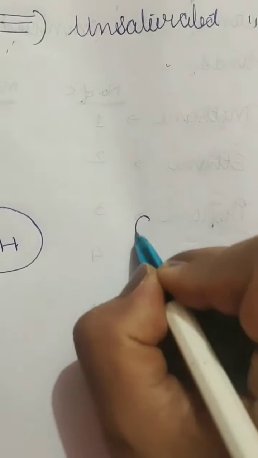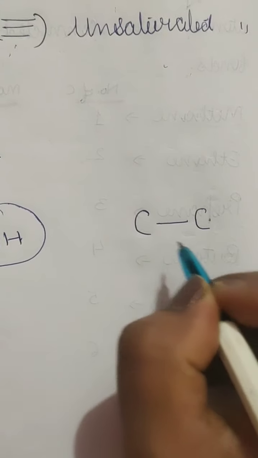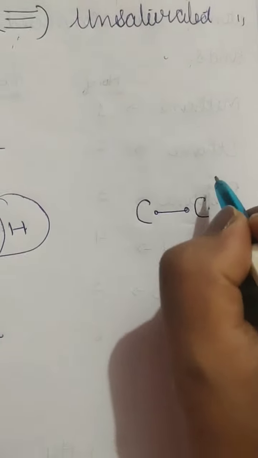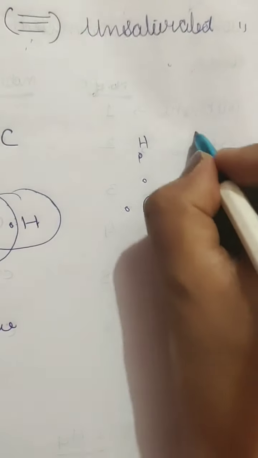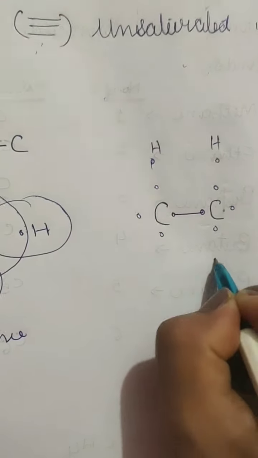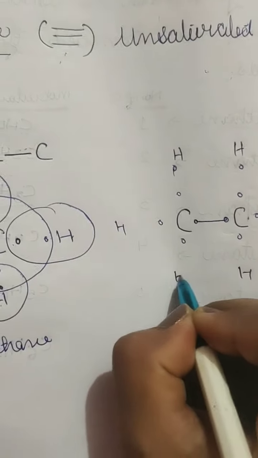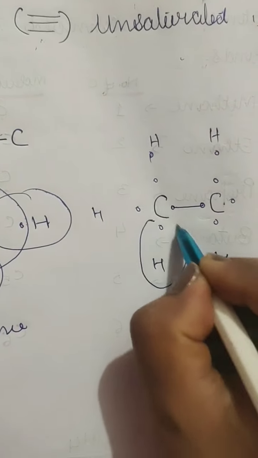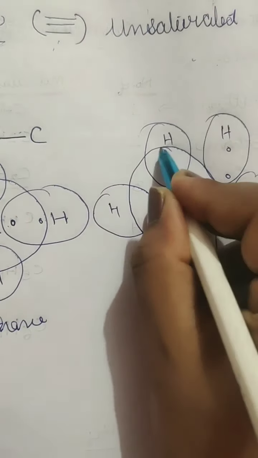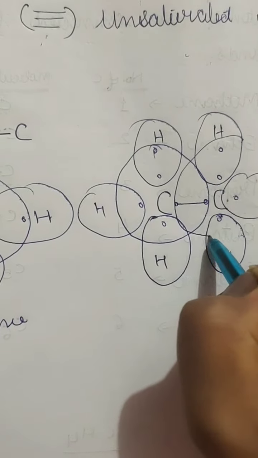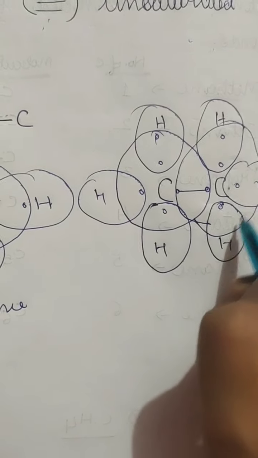Now when there are 2 carbons, there is a single bond. That means 1 electron is being shared with the other carbon, and the others are shared with hydrogen. I have already explained this, but I think you have a little problem in this topic, so I'm going over it again. Carbon has its 4 electrons, and it goes like this. I hope it's clear to everyone.